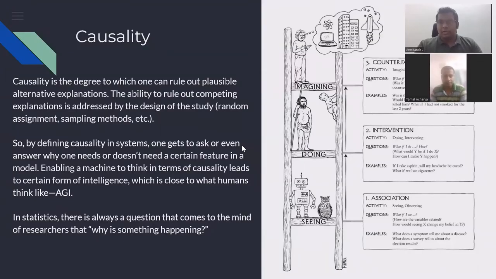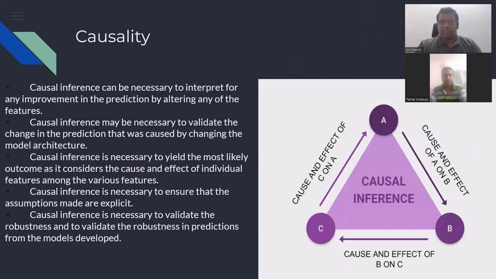So this is where we can progress, and we can introduce complications, or we could try to unravel the complications that we have in any modern day system. And causal inference is extremely necessary. This is to interpret any improvement in the prediction by altering any of the features. This is a very big industry problem as well. People will use deep learning, and then they will ask, tell me which feature has impacted it. It's very hard to tell.